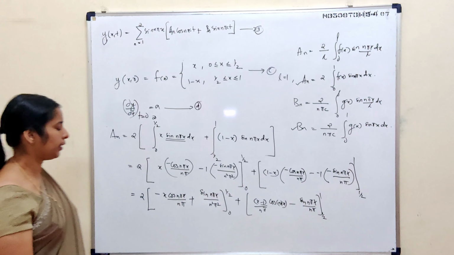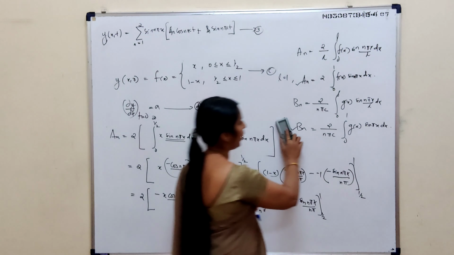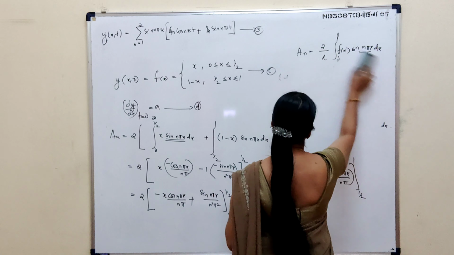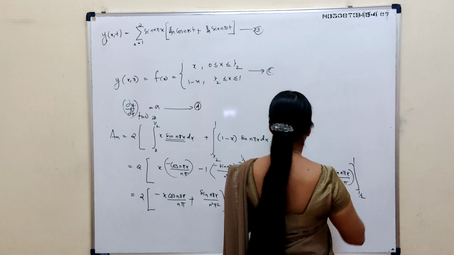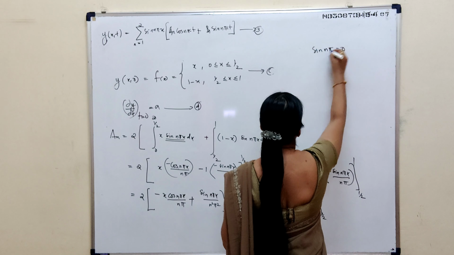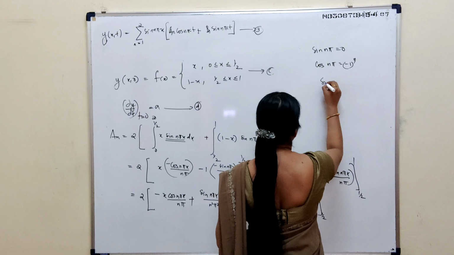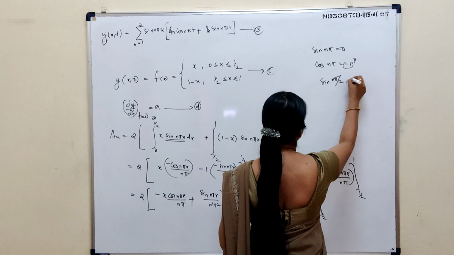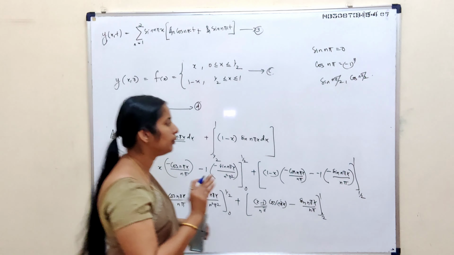Next, we have to substitute the limits. While substituting the limits, you have to keep in your mind the results. Sin nπ, what is sin nπ? Sin nπ is 0, cos nπ is (minus 1) raised to n, and sin nπ by 2 and cos nπ by 2 are those terms themselves.